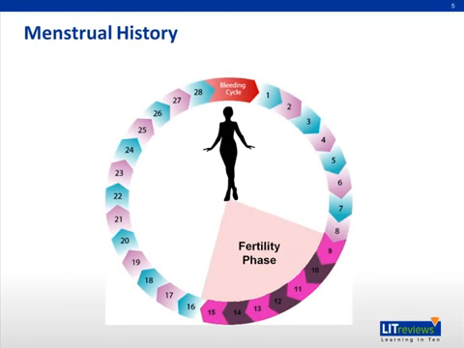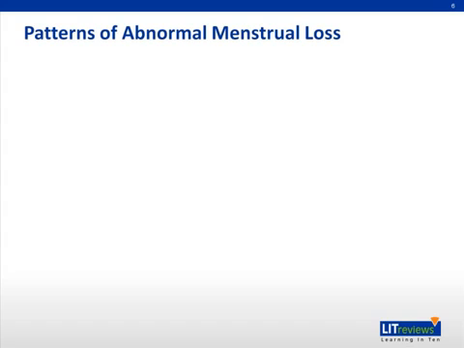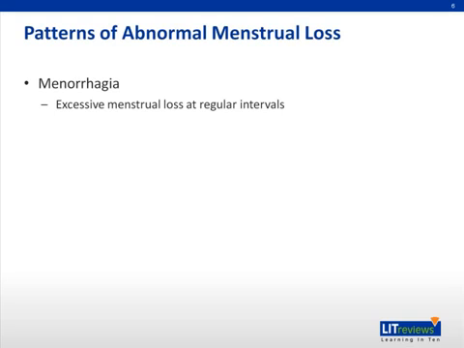So, firstly, we will consider menstrual history in details. There are certain patterns of abnormal menstrual blood loss, and we shall define these first. We often hear about menorrhagia. Menorrhagia means excessive menstrual blood loss at regular intervals. There is also a terminology that's used quite frequently, that's metrorrhagia. That means frequent and irregular menstrual blood loss, which may be out with the normal cycle.